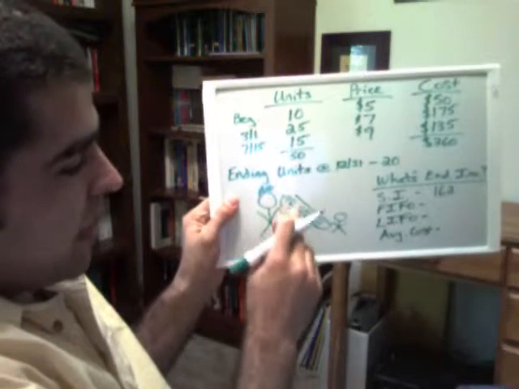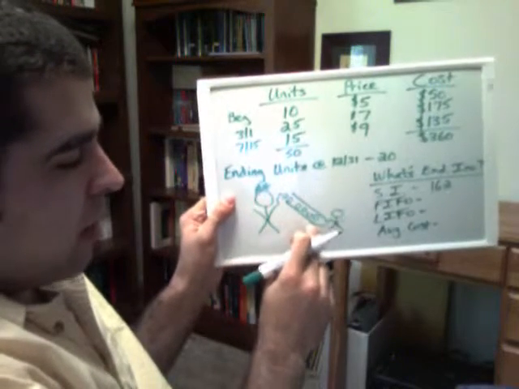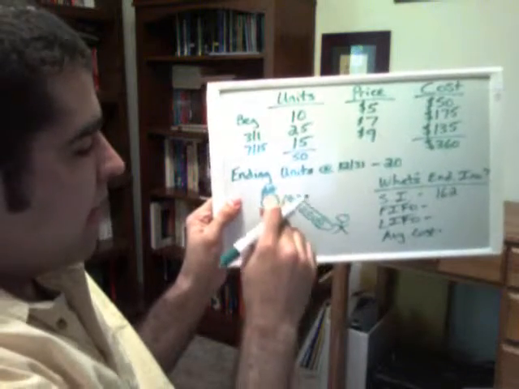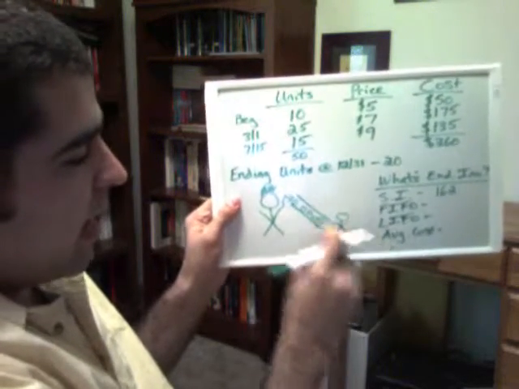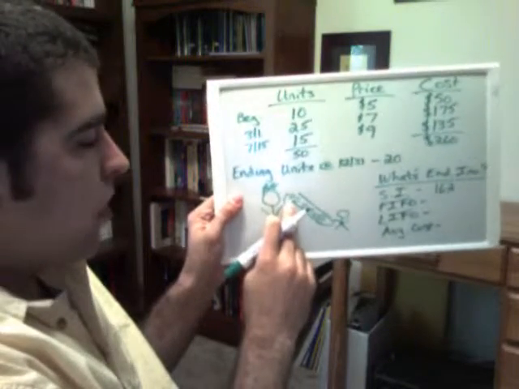So the first one's in. These were the old ones. It took a while to work its way down the burger bin until this person got it. So first in, first out. The first ones that were put in are the first ones that are taken out. The last ones in are going to be the ones that are remaining in our ending inventory.